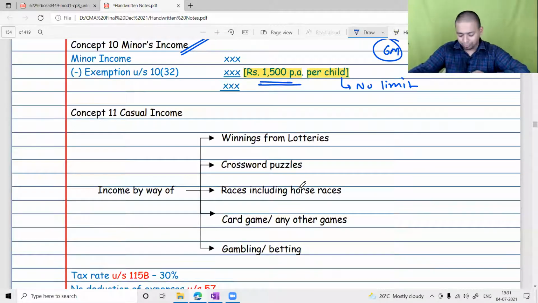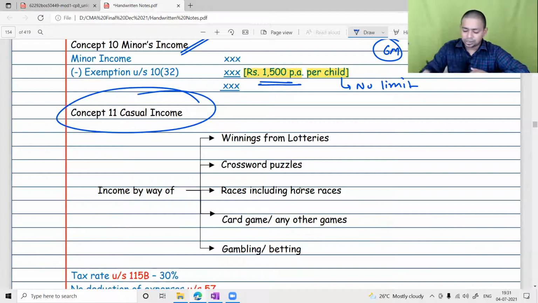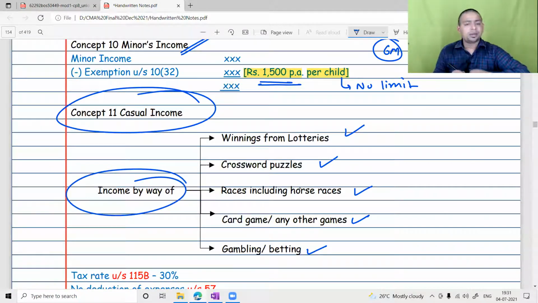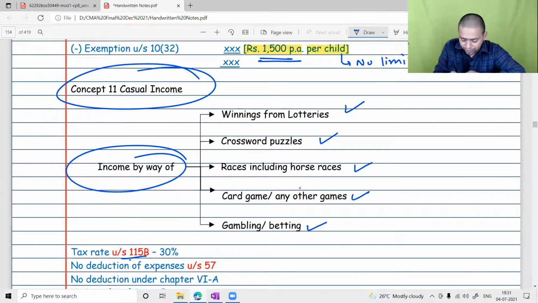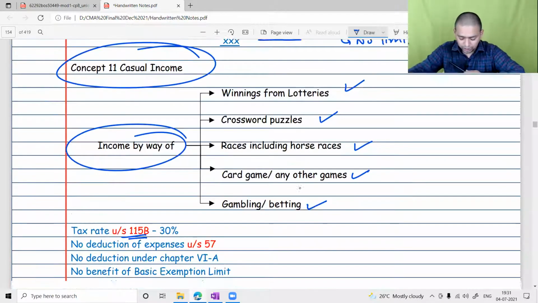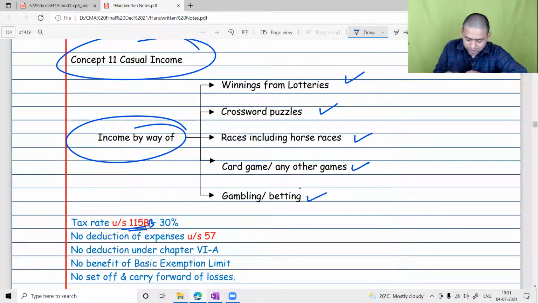The next income that we must discuss here is casual income. Casual income means income from lotteries, puzzles, horse races, other games, gambling and betting. If you are earning income in any of these ways, it is fully taxable under section 115BB. One B is missing here. 115BB.